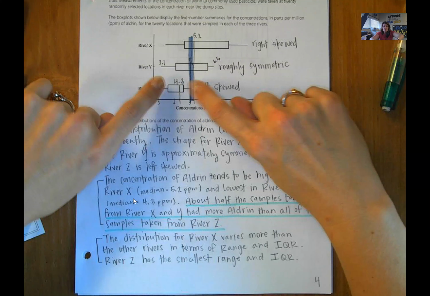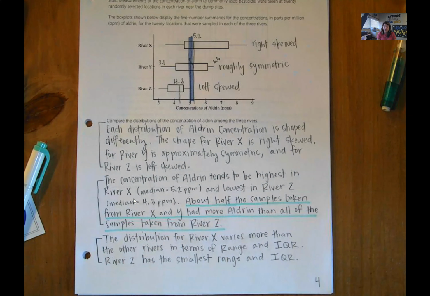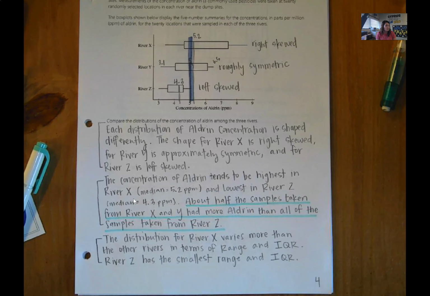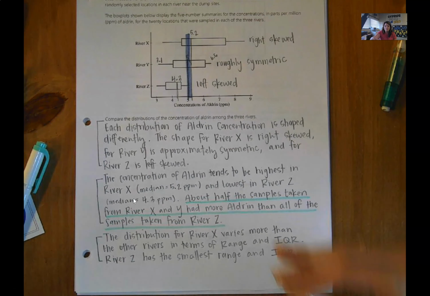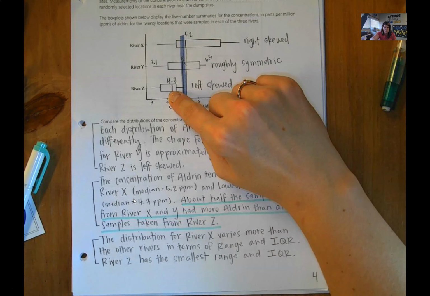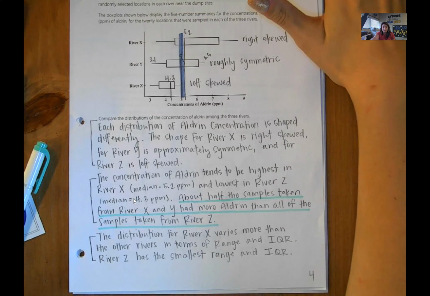Smallest box and whisker. So the distribution for river X varies more than the other rivers in terms of range and IQR. River Z has the smallest range and IQR, and I'm not giving specific values because I'd have to estimate it. It'd be very cumbersome and not worthwhile. This shows that I know that this is more spread out than this, and this is the least spread out of all of them. Okay, so that is all for number 5.